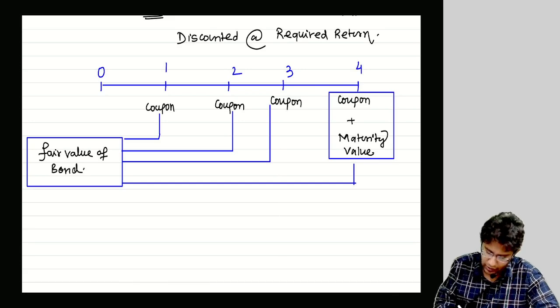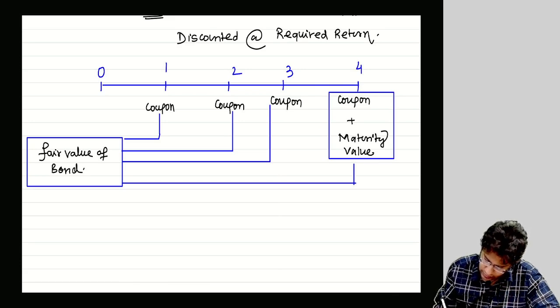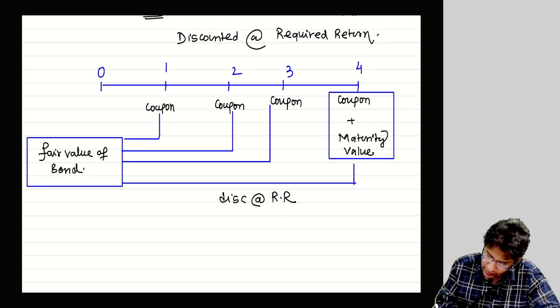Is it correct? Now the next question is, what is the discounting rate? That can already be identified. Discounted at what rate? Required return of the investor.